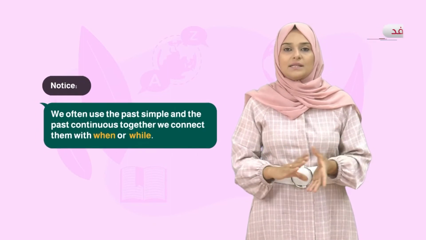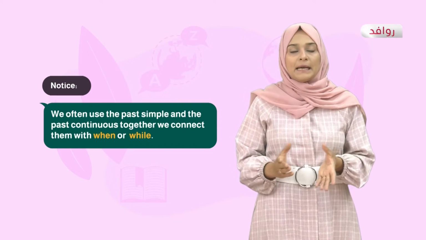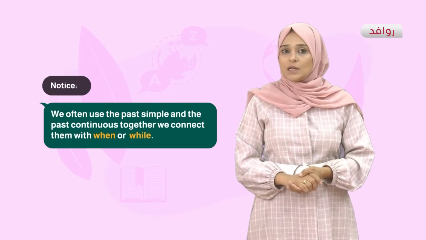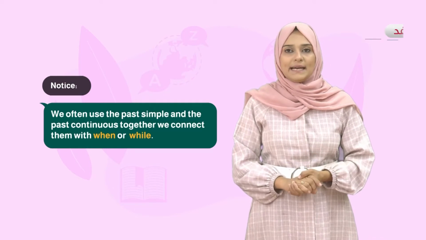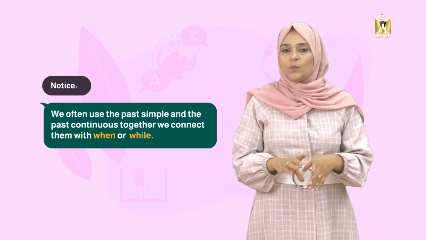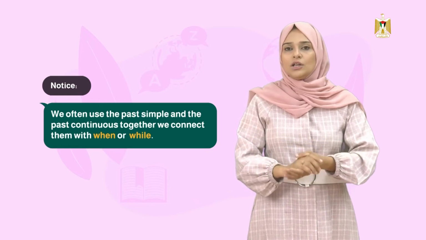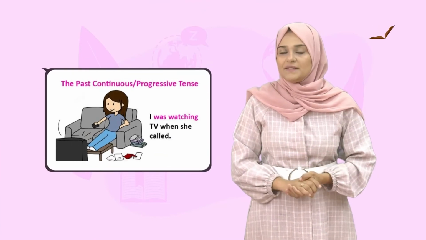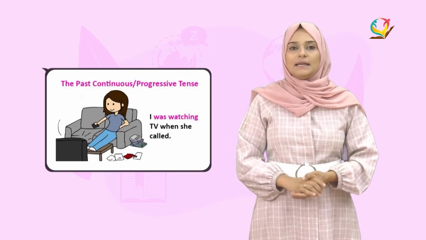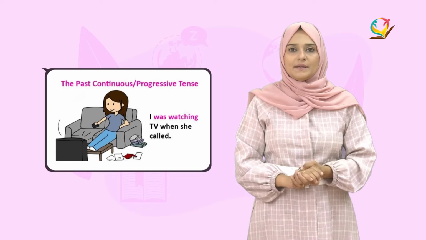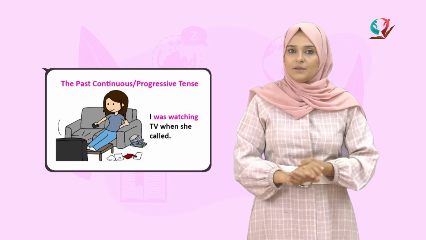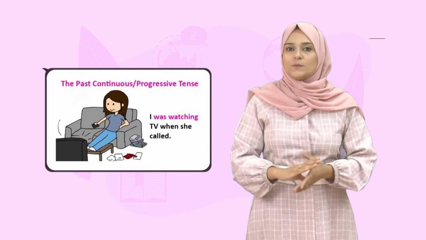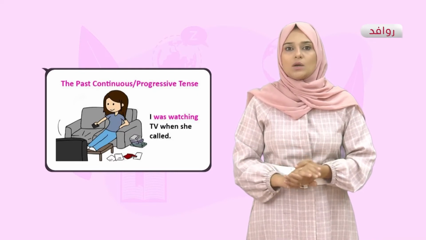We often use the past simple and the past continuous together. We connect them with when or while. Notice the example. I was watching TV when she called. Here we have two verbs, and both verbs are in the past. The first verb was watching, and the second is called.